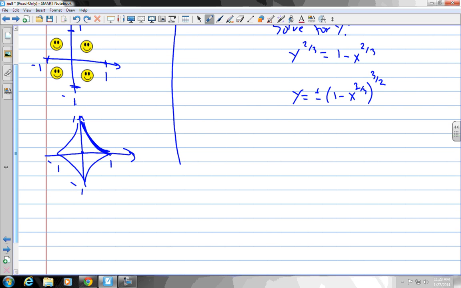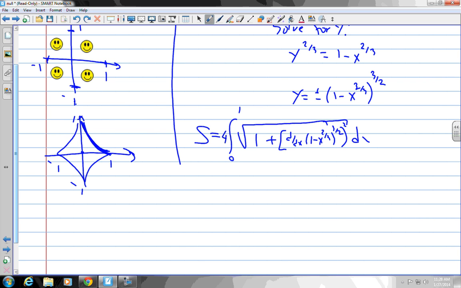So then the arc length of this thing is going to be the integral from 0 to 1, times 4, because we agreed on 4 equal parts. And then it's the square root of 1 plus whatever the derivative of this thing, squared, dx. I'm just going to write it like this for now. Right? No, actually, this one works out really well, believe it or not. We're trying to find problems that work out well.